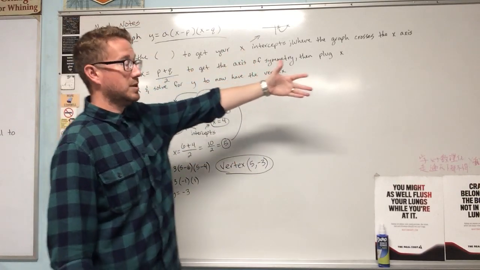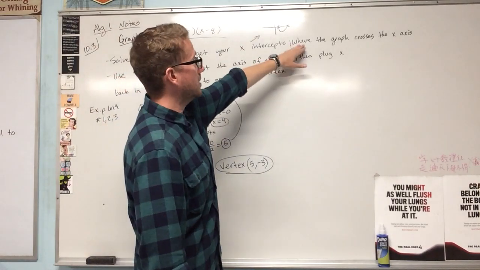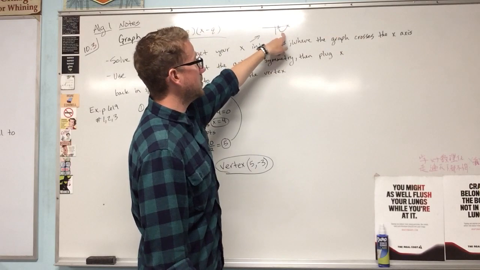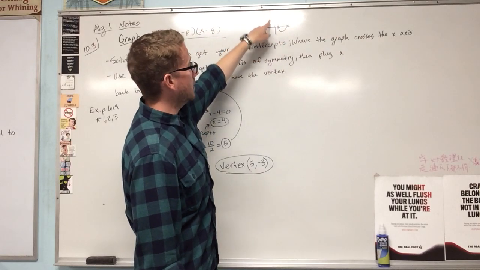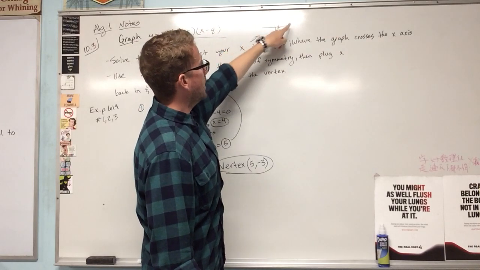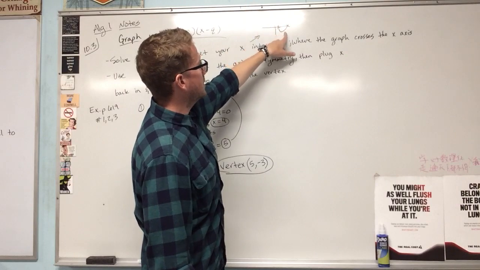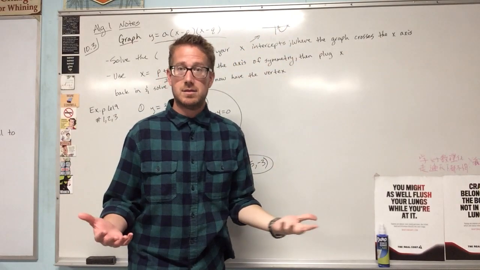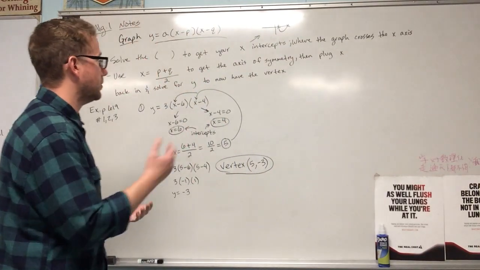Just in case you forgot what the X-intercept is, it's where the graph crosses the X-axis. And so just a little mini graph up here, basically that upward facing parabola crossing the X-axis here and here. So that would be your X-intercepts for that parabola.